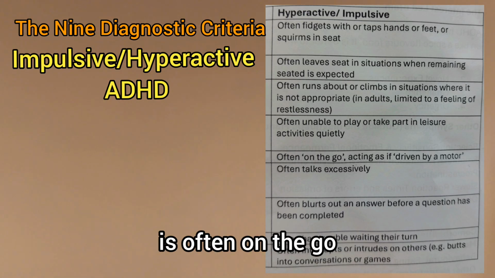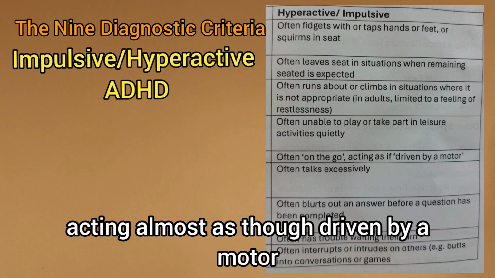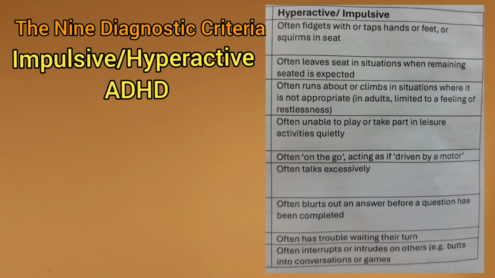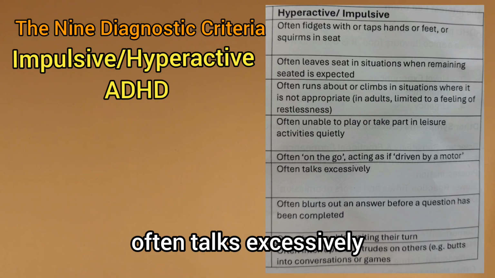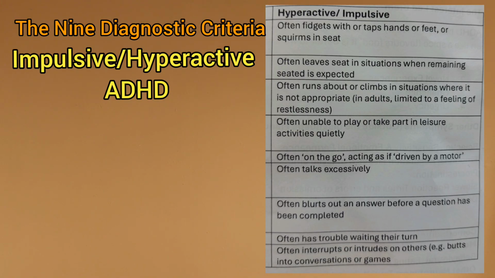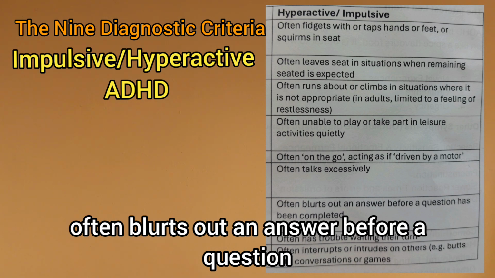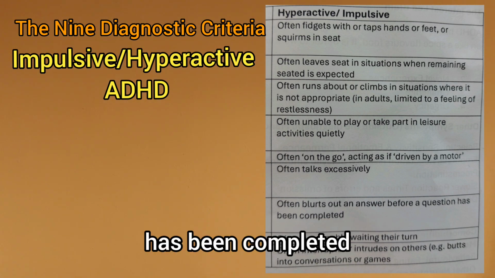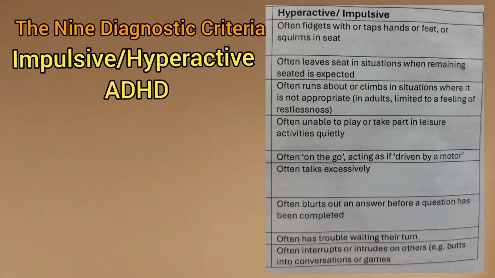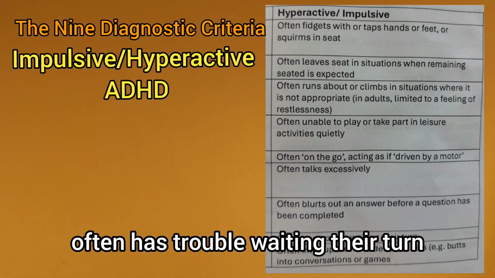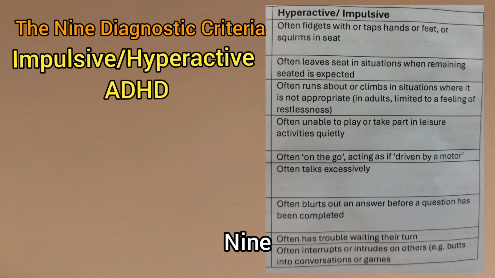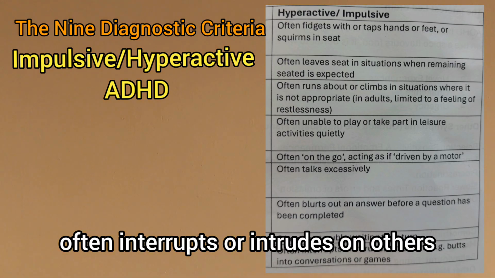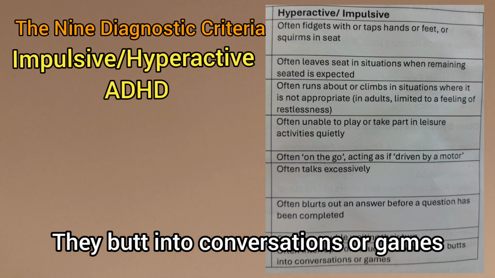5. Is often on the go, acting almost as though driven by a motor. 6. Often talks excessively. 7. Often blurts out an answer before a question has been completed. 8. Often has trouble waiting their turn. And 9. Often interrupts or intrudes on others. They butt into conversations or games.